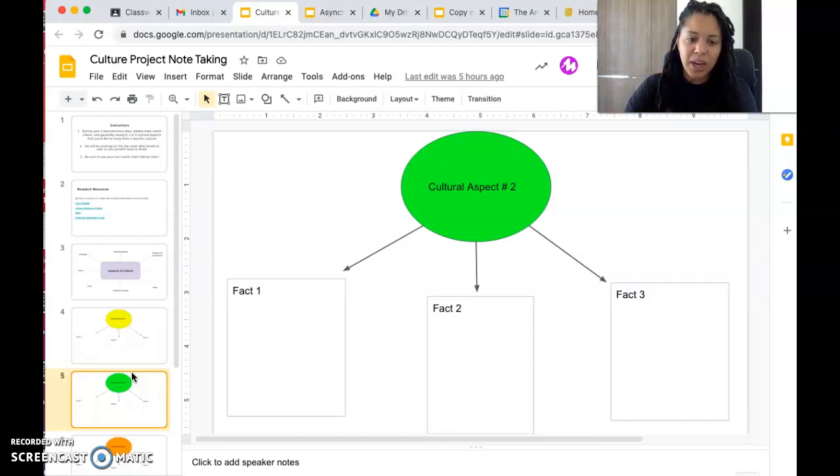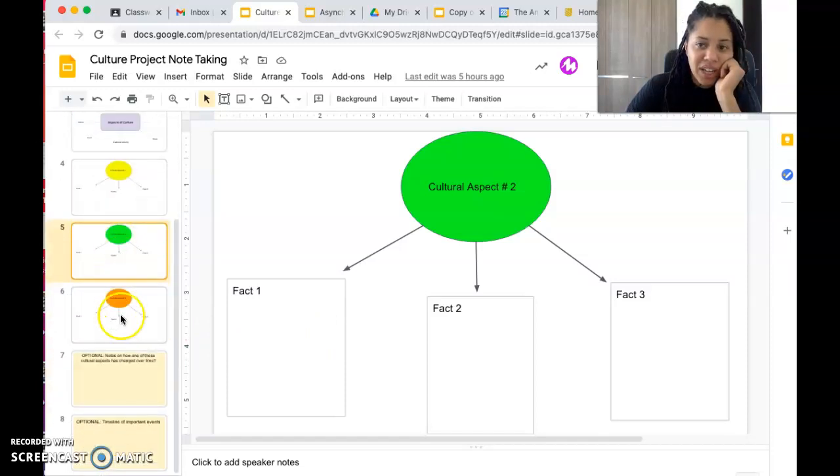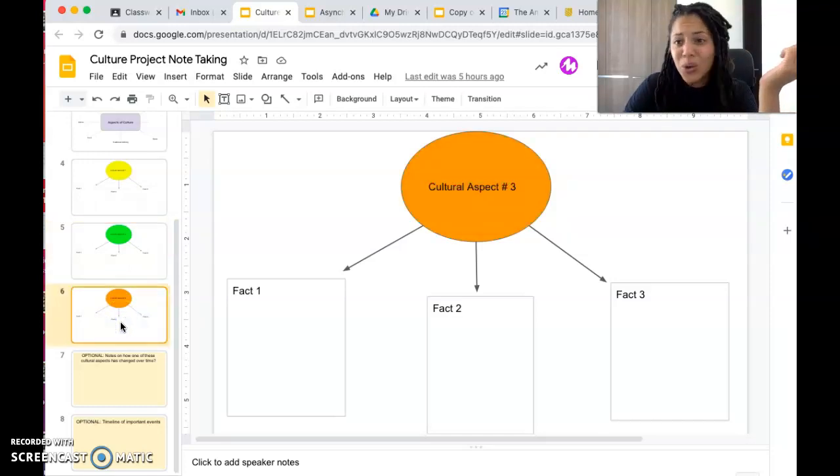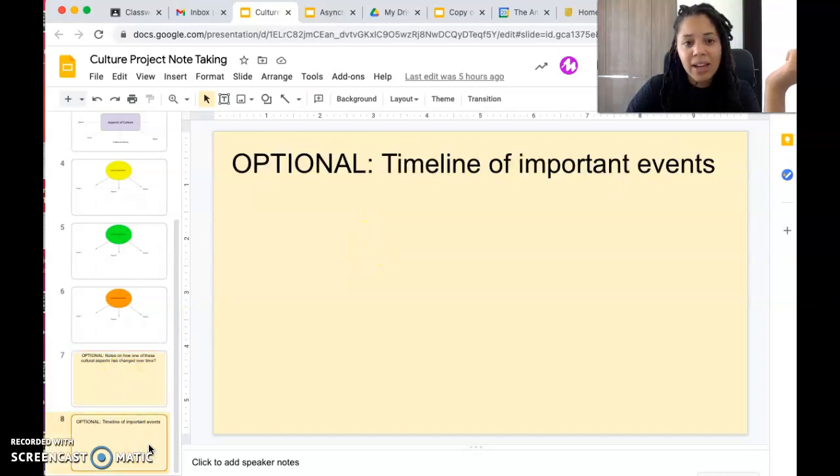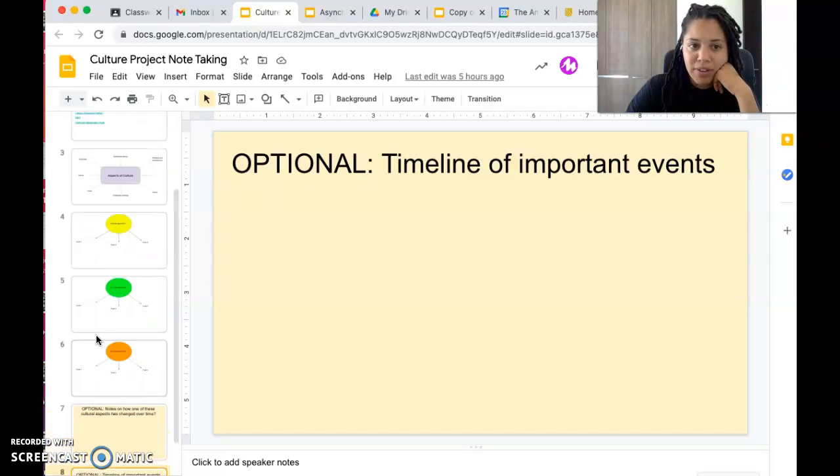Okay, so your goal while you're working asynchronously is to find 3 facts for 2 aspects of culture. I've left more things here because we're going to keep working on this. If you do a 3rd, that's great, but you do not have to, okay? If you decide to talk about how some of this stuff has changed over time or do a timeline, you can, but I'm going to talk more about slides 7 and 8 and 6 and what to do with that information when we come back from the break.